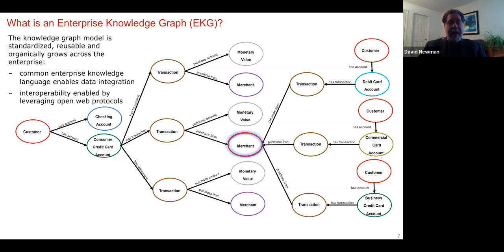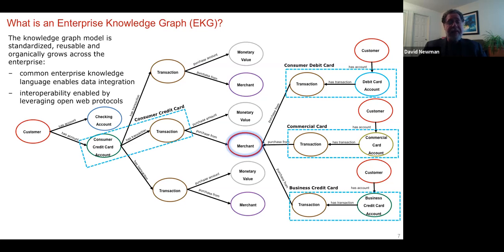So we may ask some information about a merchant, and we may ask, for a given merchant, who are the customers across the enterprise that interface with this merchant, even though some of the customers are domiciled in different lines of businesses. So for example, consumer credit card line of business may have different databases than the consumer debit card line of business or the commercial card line of business or the business credit card line of business.